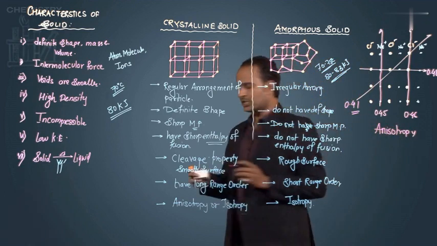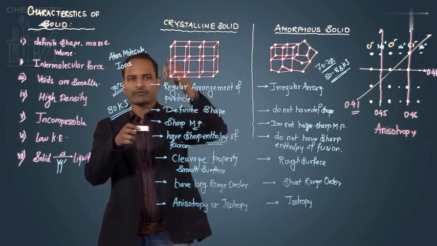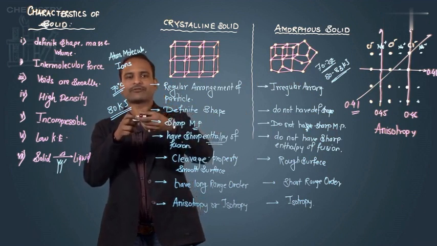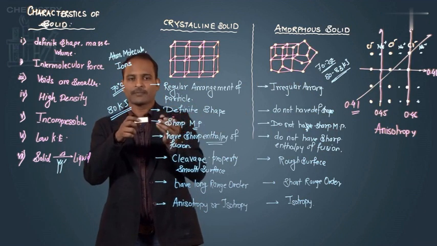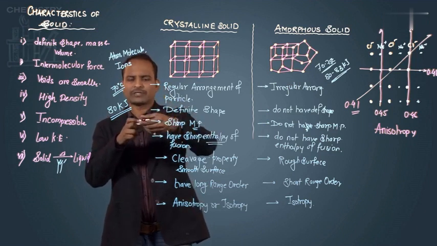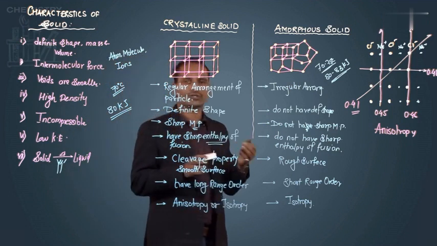For example, suppose I have this particular solid. In this solid I am measuring the electrical conductivity. First I measure the electrical conductivity in this direction, then from this direction, and then here, and then diagonally. When we measure the electrical conductivity or any physical property, and it gives a different value, then we say that it is anisotropic.